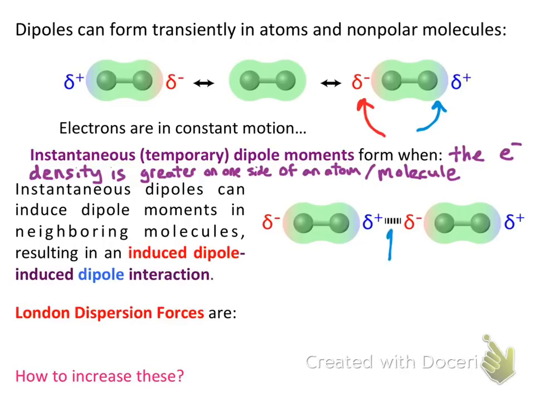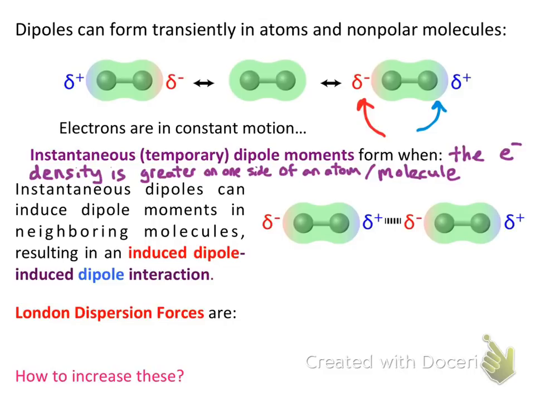Now, these interactions are not permanent. If we were to remove these molecules, the electrons back in their random motion would create, again, a random distribution of the electrons that could make one end partial positive or negative. Therefore, these are temporary dipoles.